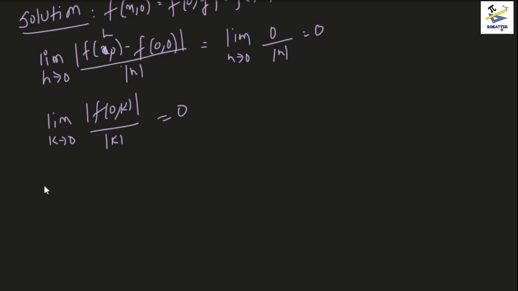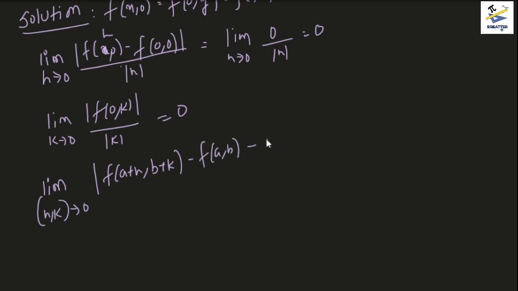But now what we see is the limit of f of a plus h, b plus k, minus f of a comma b. So let's say this is the limit we want to find, because if 0 is the unique derivative, then this must be the answer.